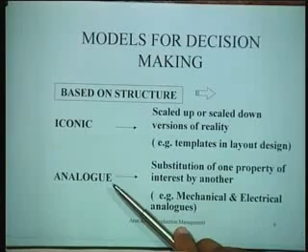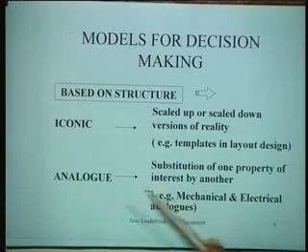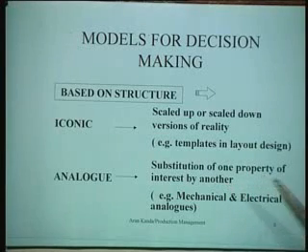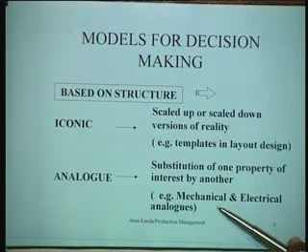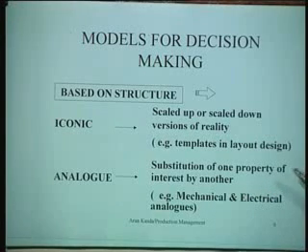The second kind of model class that we talk about is an analog model. An analog is something where you substitute one property of interest by another. So you have mechanical and electrical analogs which would try to simulate or substitute the system under consideration.